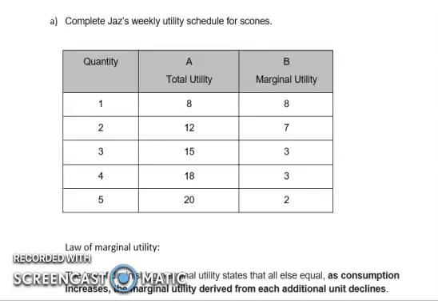Now, using the table, we have to explain the law of marginal utility. What's the law of marginal utility? So, if you look at the table, we can see as we consume more and more units of a product, the additional satisfaction that we get is decreasing.